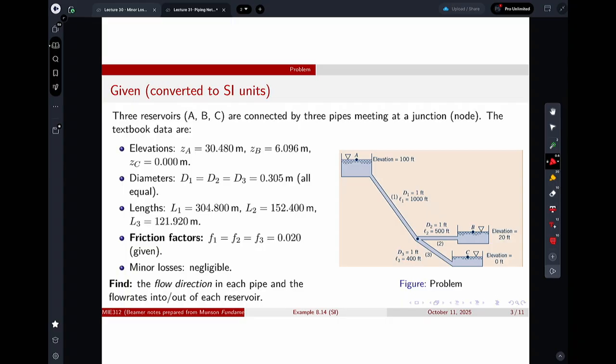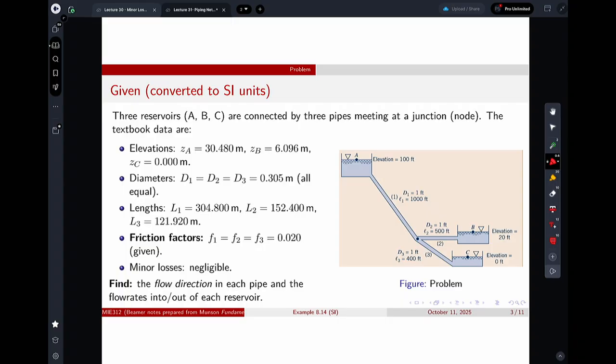and generally I don't solve problems on my own in English units because I mess up the units. I can't remember the gravity constant and all the rest of them for slugs and pound masses and pound force. Lengths are okay. But the heights are 30.48 meters, 6.096 meters, and 0 meters. So this is the bottom, this is a midpoint, and that's the top.